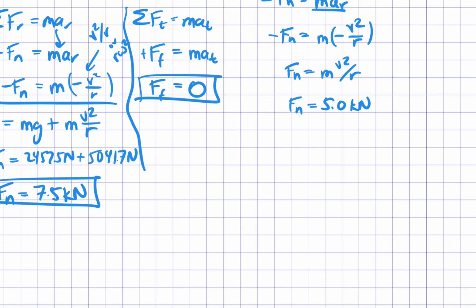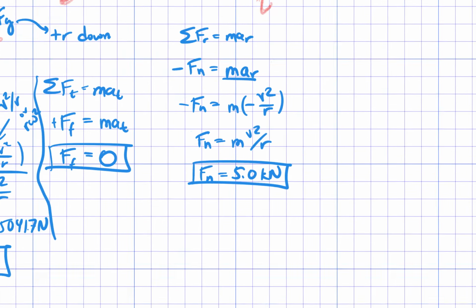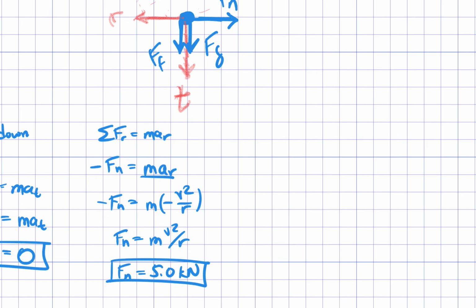Okay, so let's go to the tangential direction. Sum of the forces in the tangential direction equals m times a sub t. In the tangential direction, I've got 2 forces. They're both in the positive t direction. So I've got the force of friction plus the force of gravity equals m a sub t.